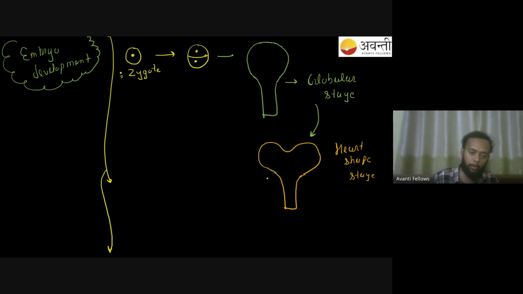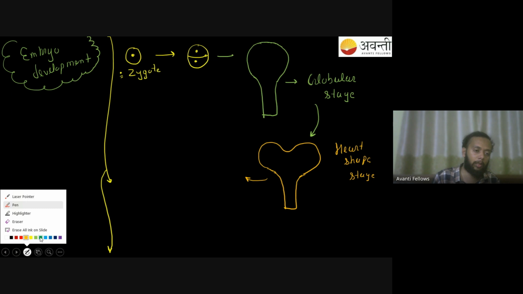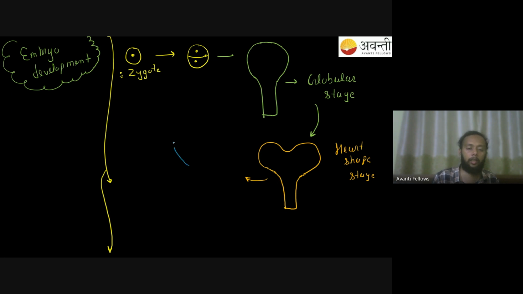Then this will grow further. It will look something like this now. It will become something else. Such a stage over here is called the torpedo stage. This stage over here is called the torpedo stage.